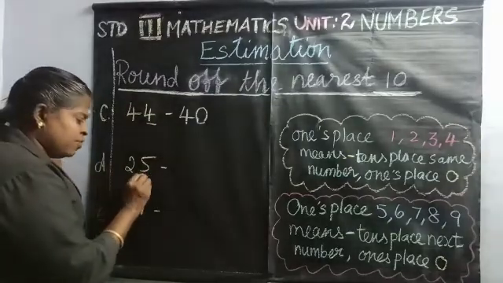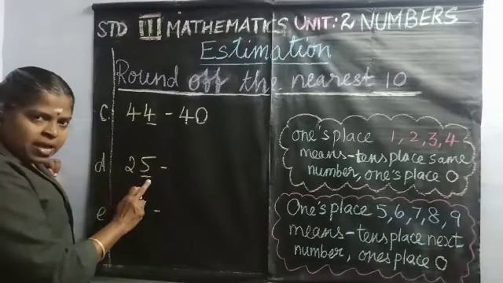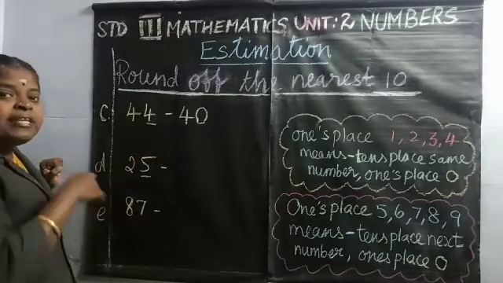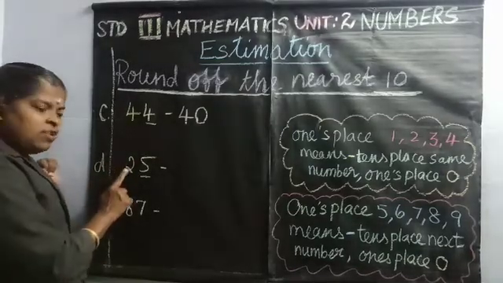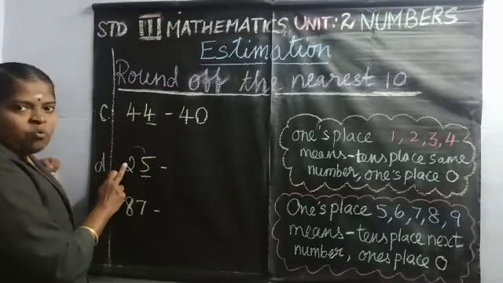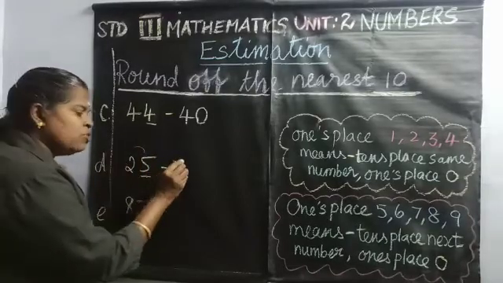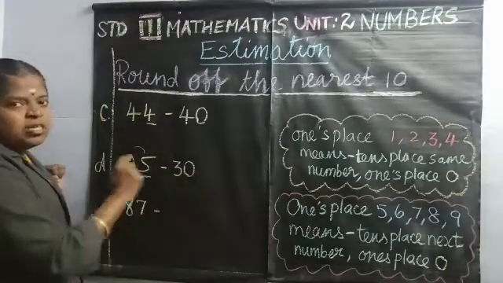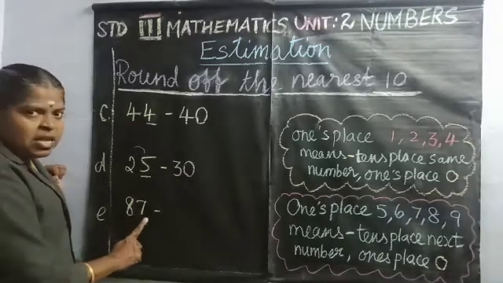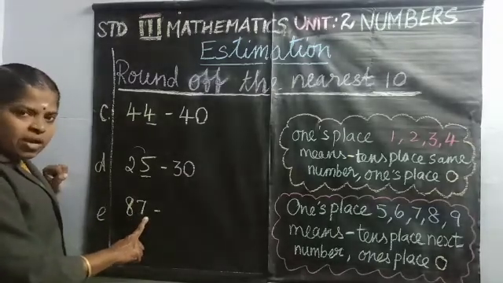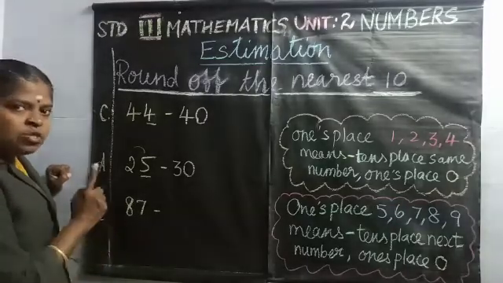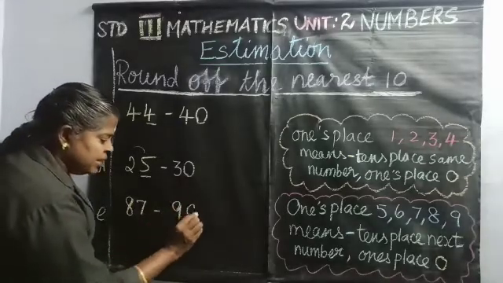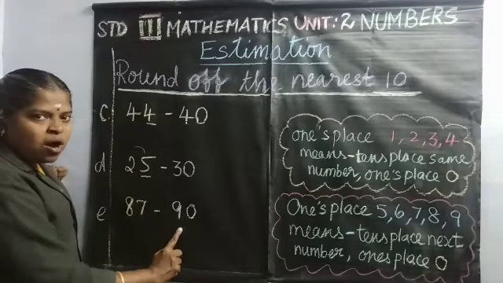And 25. First, you have to check the ones place. It is 5. That means 5 or more than 5, so we have to write the next nearest ten. The next number after 2 is 3. So 25 is rounded off to 30. Next 87. 87 also has more than 5 in the ones place. So we add 8 plus 1 is 9. So 87 is nearest to 90.